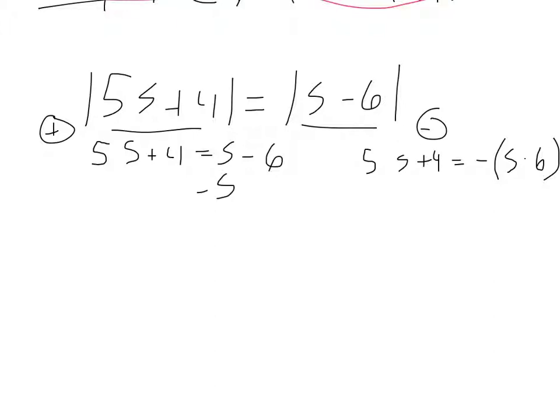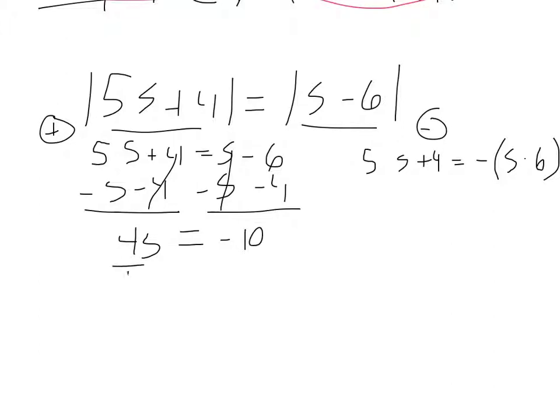Solving this, I'm going to subtract s and subtract 4. So I'm getting my s's to the left, my numbers to the right. 5 minus 1 is 4, so we have 4s. The 4's cancel, equals, over here, the s's cancel. Negative 4 minus 6 is negative 10. Divided by 4. And we have s equals negative 5 halves once we simplify that, negative 10 over 4.